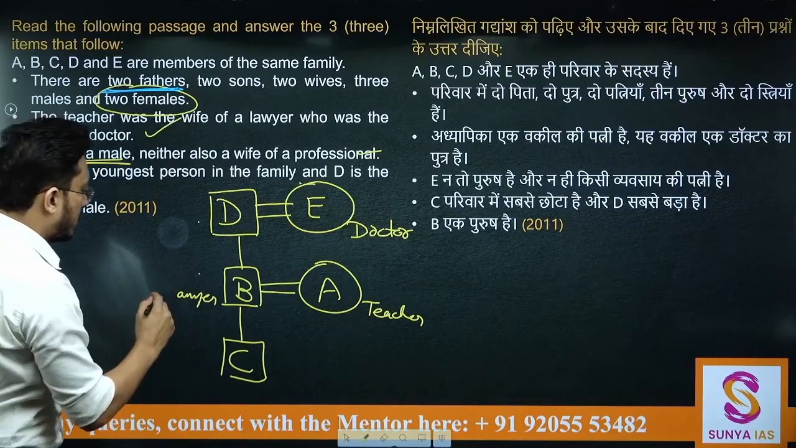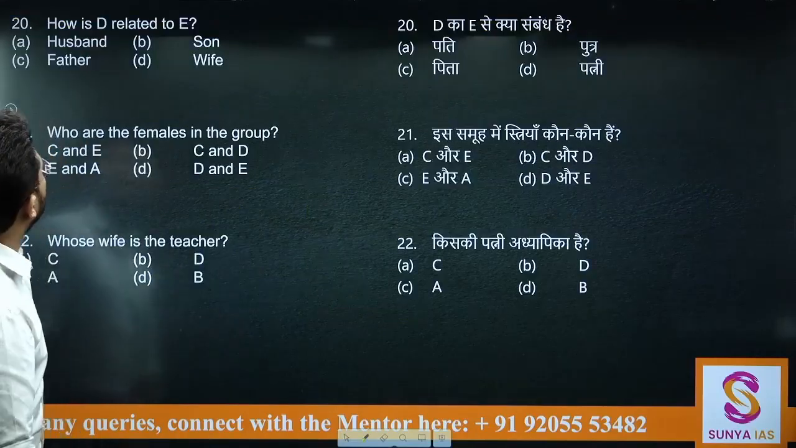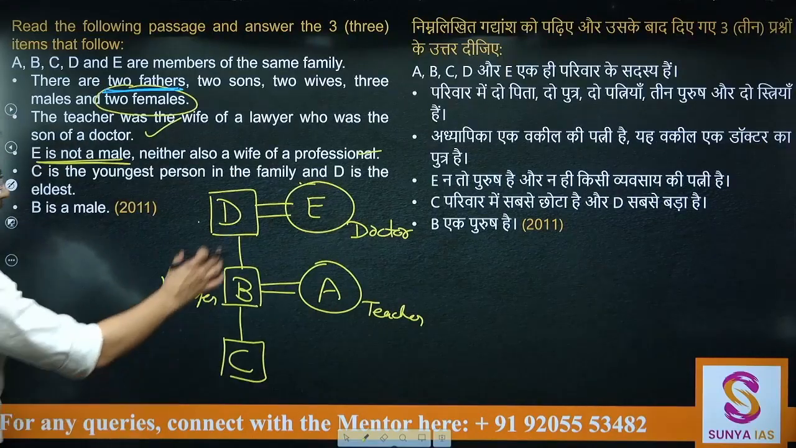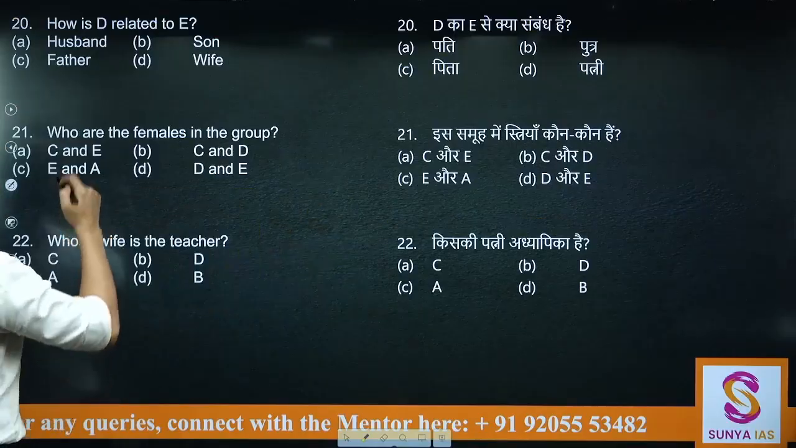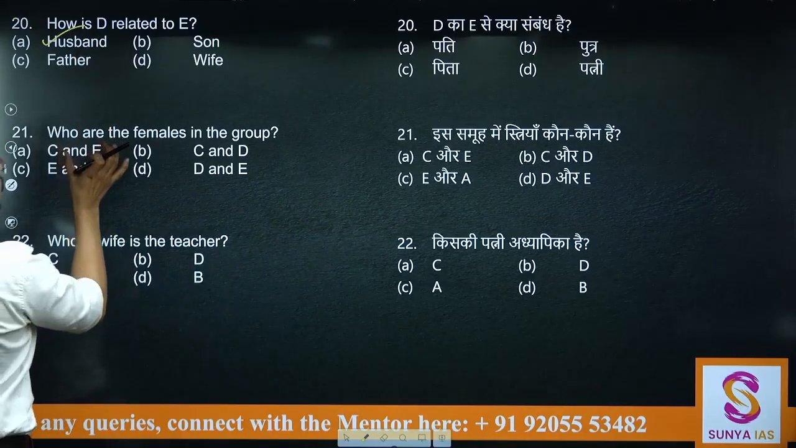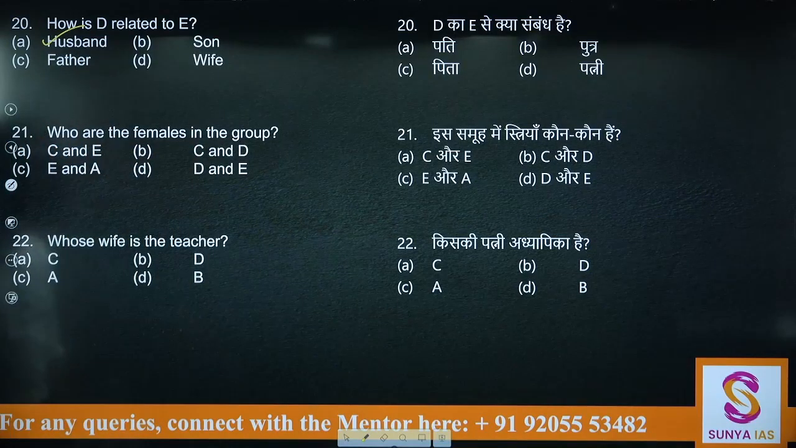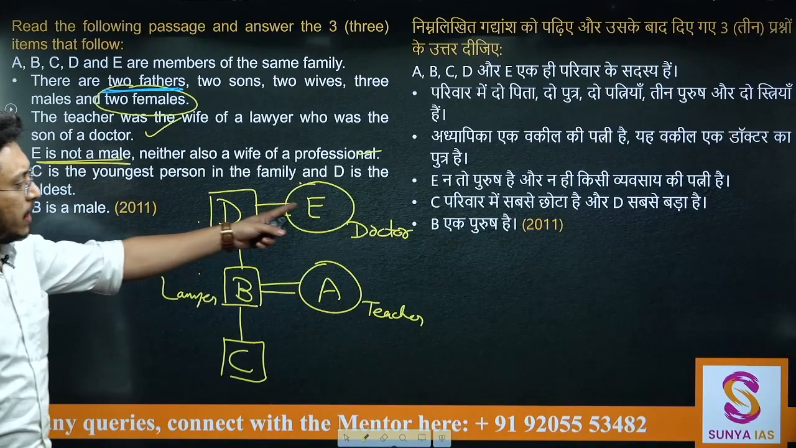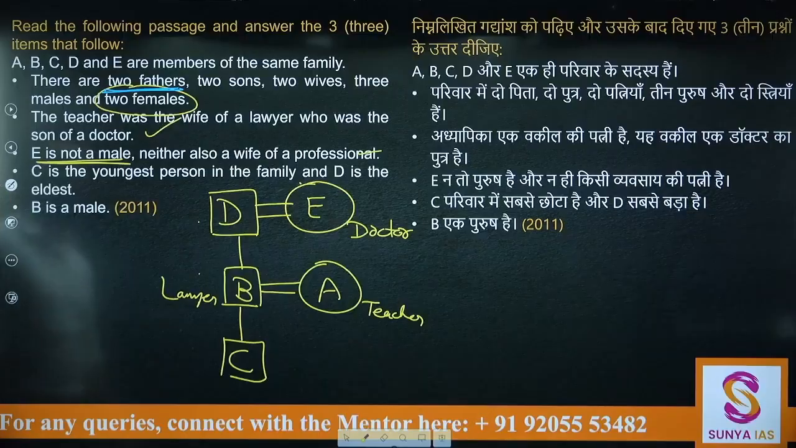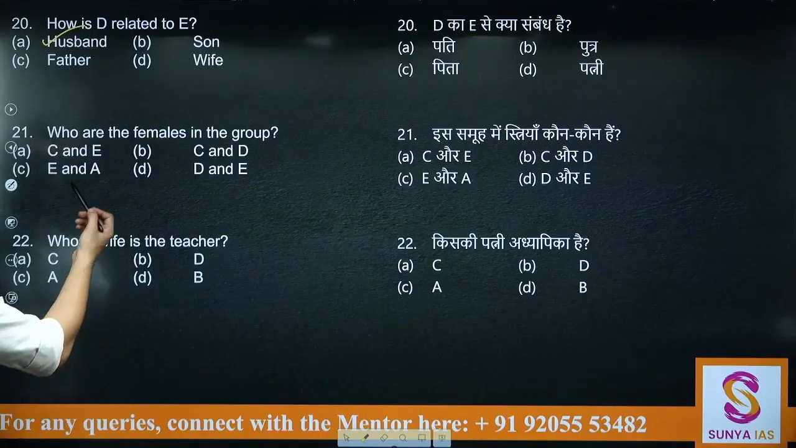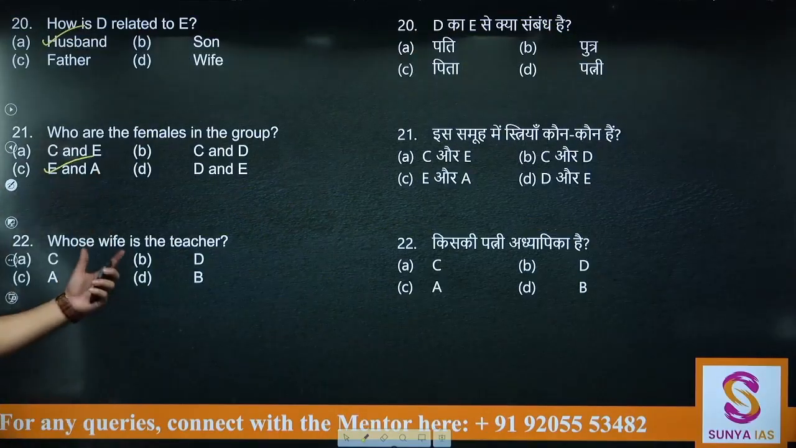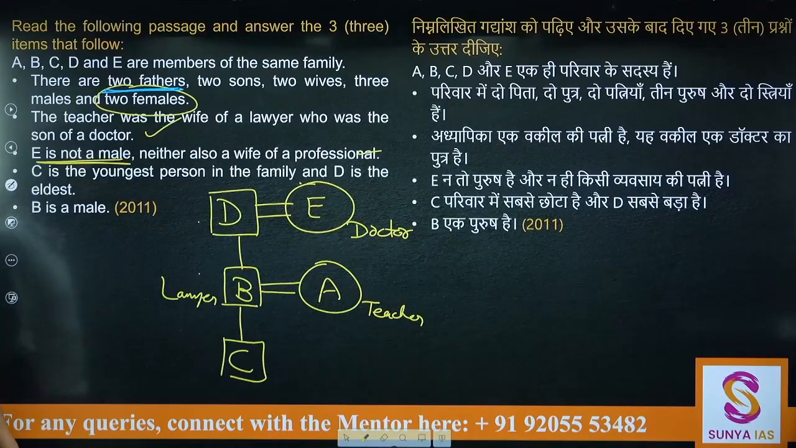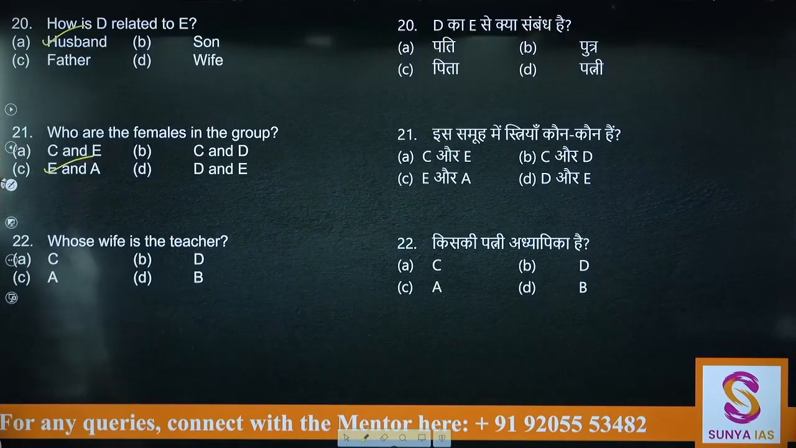Done. Let's answer the questions that follow. So how is D related to E? D is the husband of E. Who are the females in the group? Females in the group are E and A. So E and A are the females in the group. Whose wife is the teacher? B's wife is the teacher here. B's wife is the teacher.